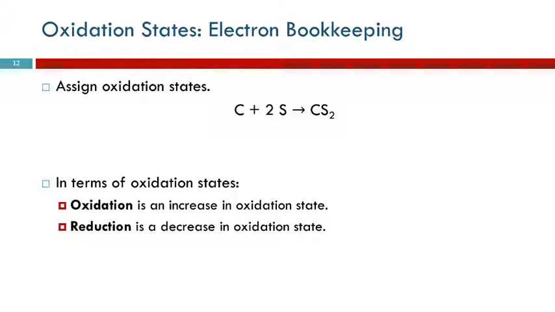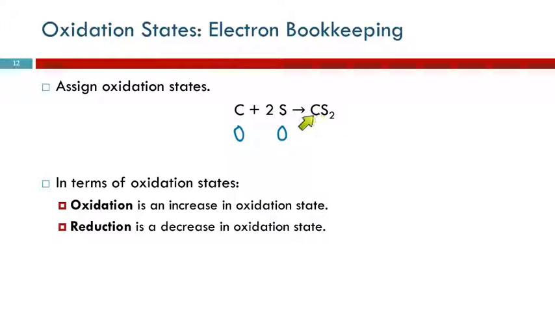So back to this example where we have elemental carbon reacting with elemental sulfur to form carbon disulfide, and we're wanting to know what's being oxidized and what's being reduced. Well, we're going to assign oxidation states. What's the oxidation state of C? It's 0. It's an element. How about S? Just 0.